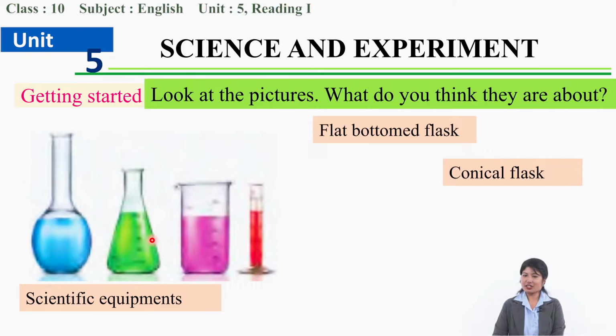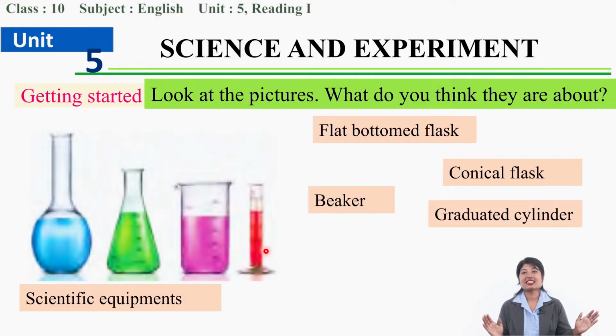Third one, very easy to recognize, right? You have used so many times. It is called beaker. And the last one is called graduated cylinder. Okay, so all these containers are used to hold or measure, right? You can see measuring scale over here, right? Measure different kind of solutions in science lab. Okay, so this is the session we get acquainted with some scientific tools and some containers. Now we move to our reading session.